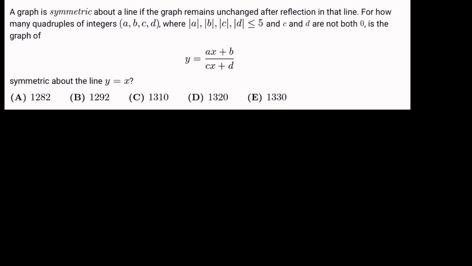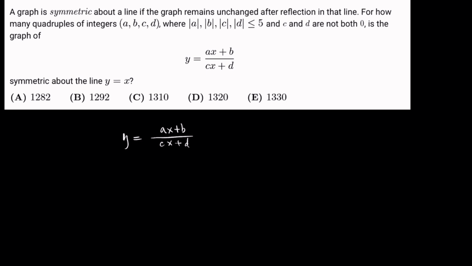First of all, notice that c and d cannot both be 0, because this would be undefined. You can't divide by 0. So that's why c and d cannot both be 0 here. And a, b, c, d are integers with absolute value less than 5. Now you know immediately that each could take 11 different integer values: from -5, -4, and so on to 0, and then 1, 2, 3, 4, 5.